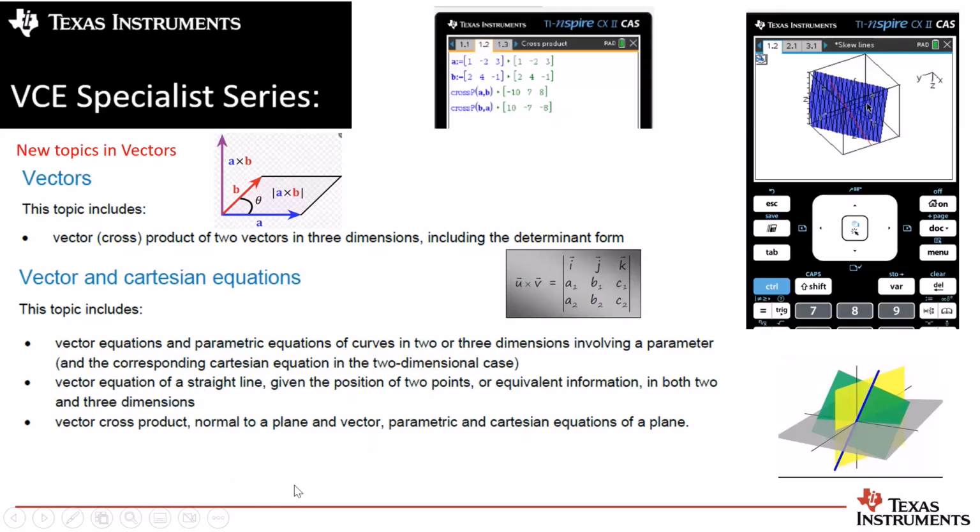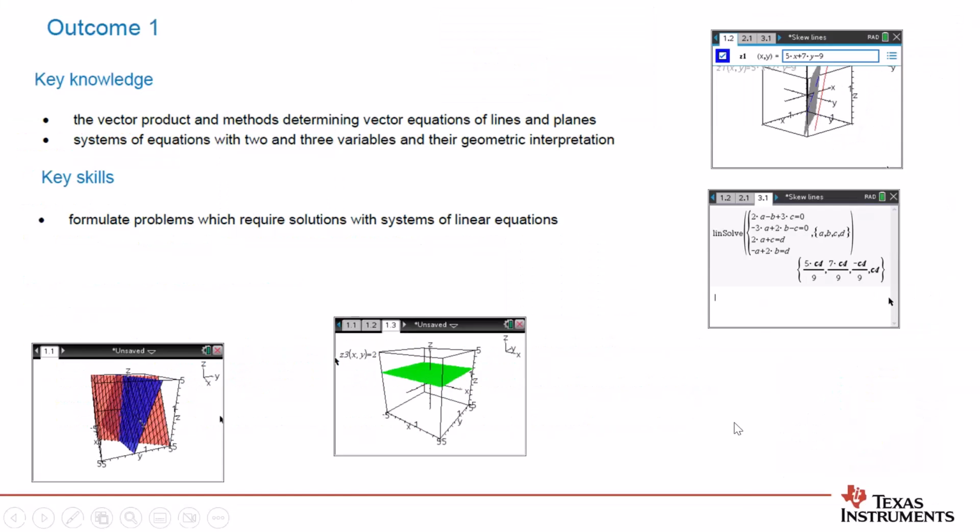So vector equation, parametric equation, Cartesian, vector cross product normal to a plane, parametric Cartesian equations of a plane. We don't have any more detailed information, so it's a bit of a guess game what we'll be teaching. But yes, these are the main things we usually do with the cross product. So vector product and methods determining vector equations of lines and planes, system of equations, and formulate problems which require solutions with systems of linear equations.